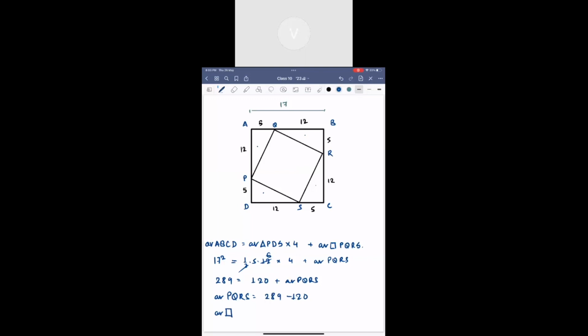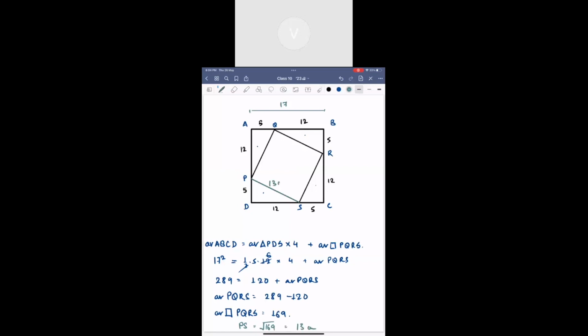We get the area of square PQRS, the void square in the middle, which has an area of 169, correct? Now if I know the area of PQRS, won't I be able to find side PS? If the area of the square is known, the side of the square can be found. Therefore PS is nothing but the square root of 169.